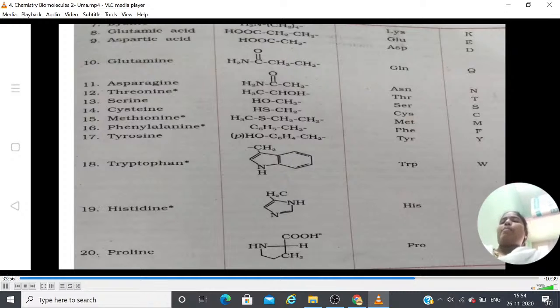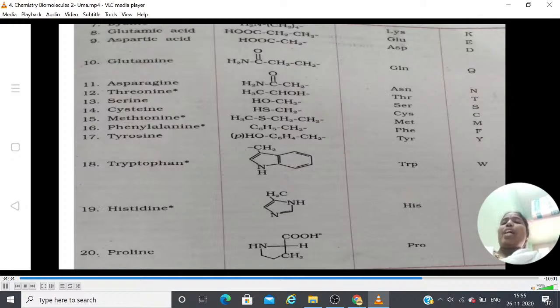Okay, next amino acid, phenylalanine. Phenylalanine is also an essential amino acid. The alkyl group in phenylalanine is C6H5CH2, which means a phenyl group, a benzyl group, is present. The 3 letter symbol of phenylalanine is PHE, and the short code is F.